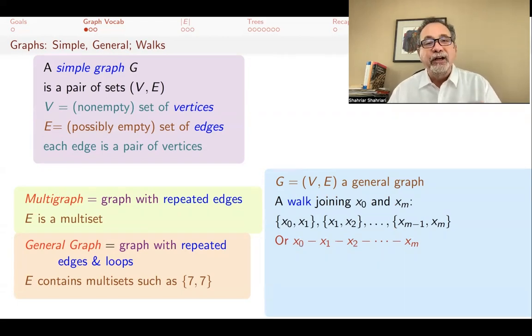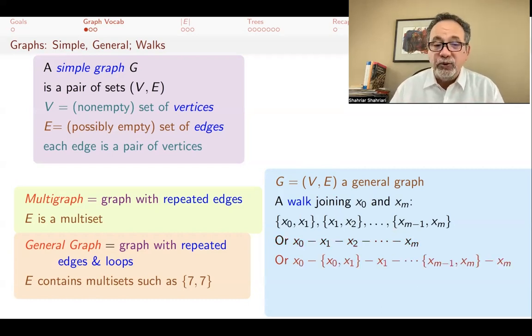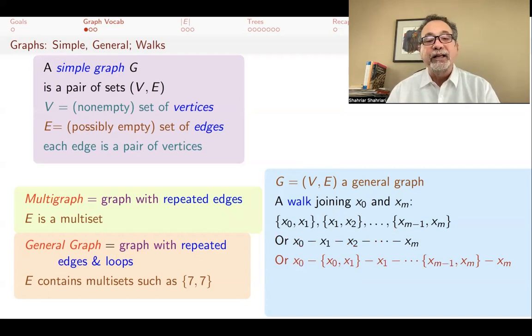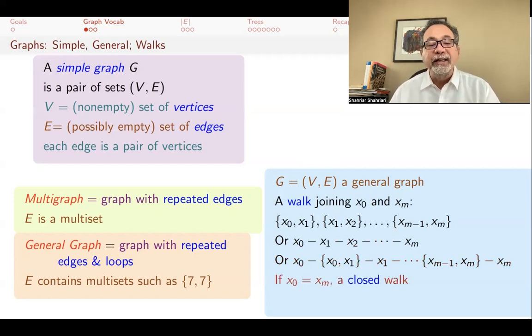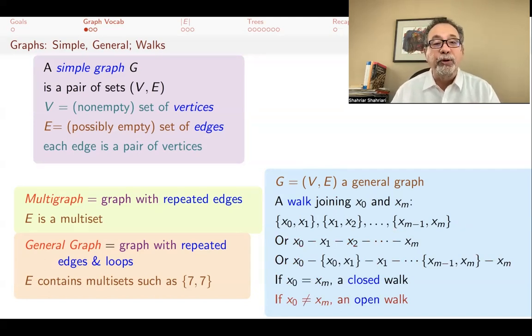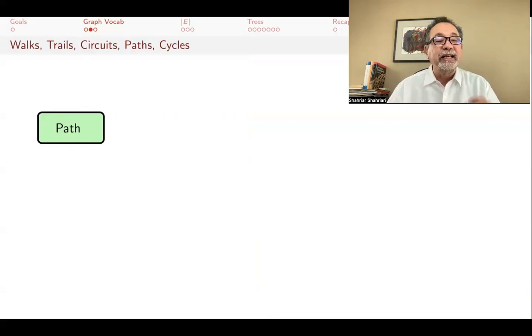If you actually have a multigraph, with double edges, then there might be some confusion. The best way to write a walk is to think of it as a vertex, then an edge, a vertex, then an edge, a vertex, then an edge, and so forth. One can use any one of these ways of talking about a walk. Now, if you start from the same point as you end, then you say your walk is closed. If you don't, then you say you have an open walk. There's some vocabulary associated with this that I want to remind you of right now.